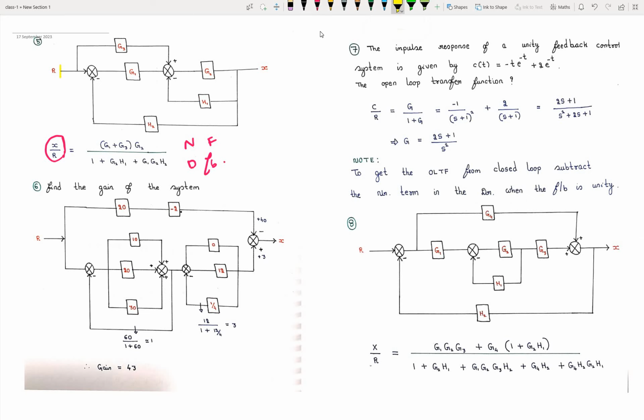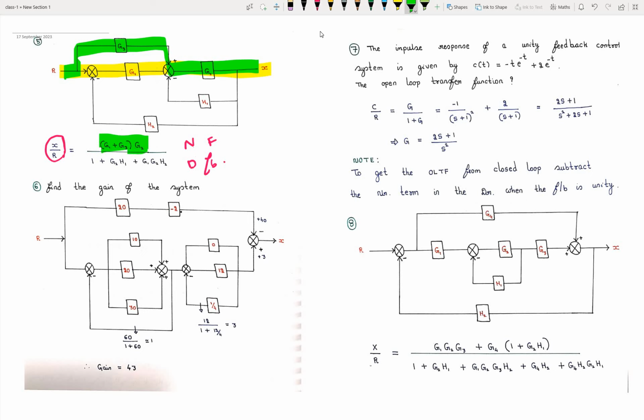So we see here this is one of the forward path and this is one of the forward path. You can clearly see that in both the forward paths G2 is common. So one forward path is G1 G2, one forward path is G3 G2. So G2 is common, so G1 plus G3 times G2. Or you can interpret in this way, since G1 and G3 are in parallel, we can add G1 plus G3 times G2. This completes your numerator part.